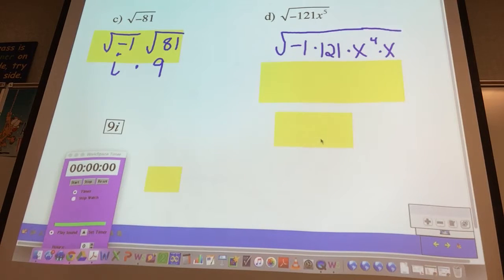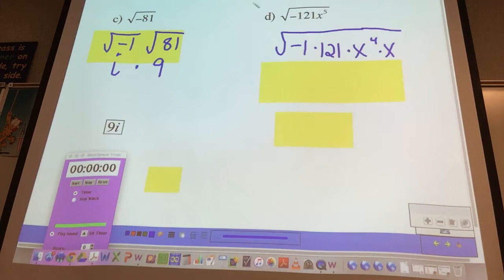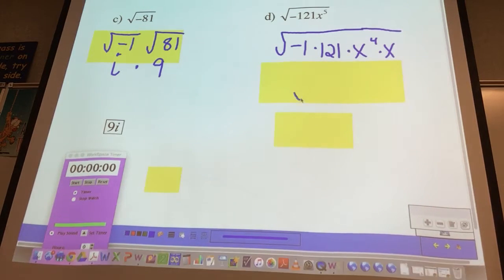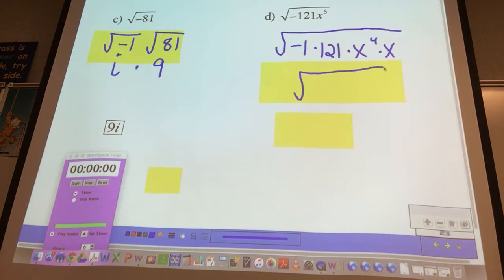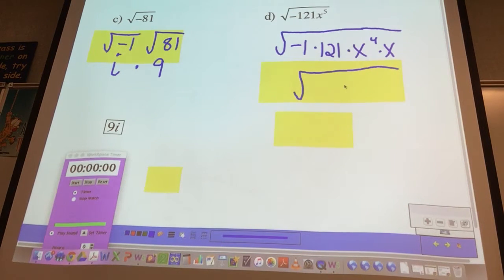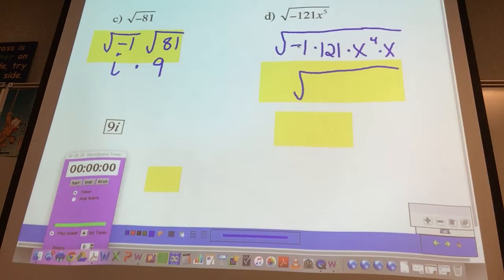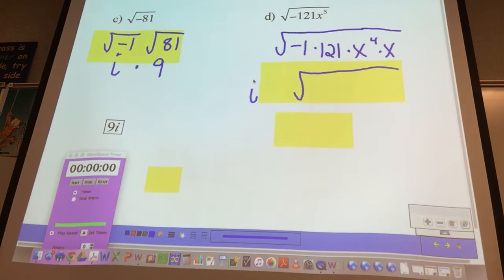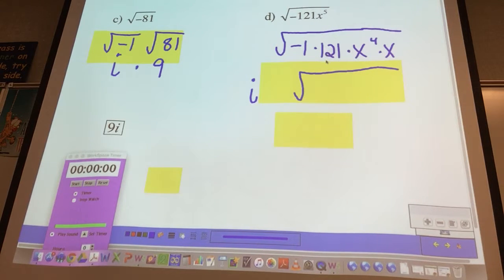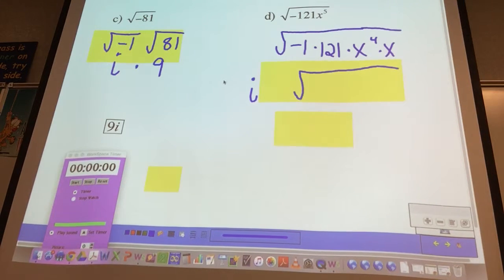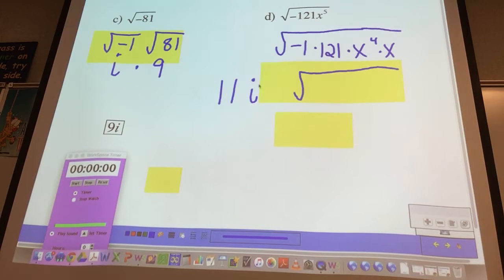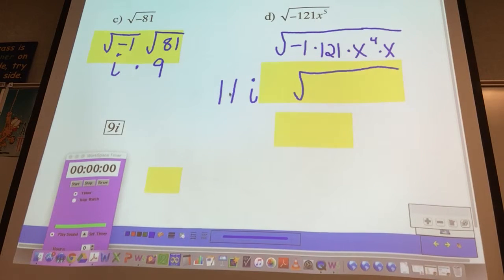Alright, now I'm going to jump to the last step. Instead of writing it all out, I'm going to write down what goes out of the house. I'm going to put that in front and leave space if I need it, and then I'm going to put what's inside the house. So square root of negative 1, tell me. I outside of the house. Square root of 121. 11, and that usually goes in front of the number. When you turn it into 11, it's out of the house.